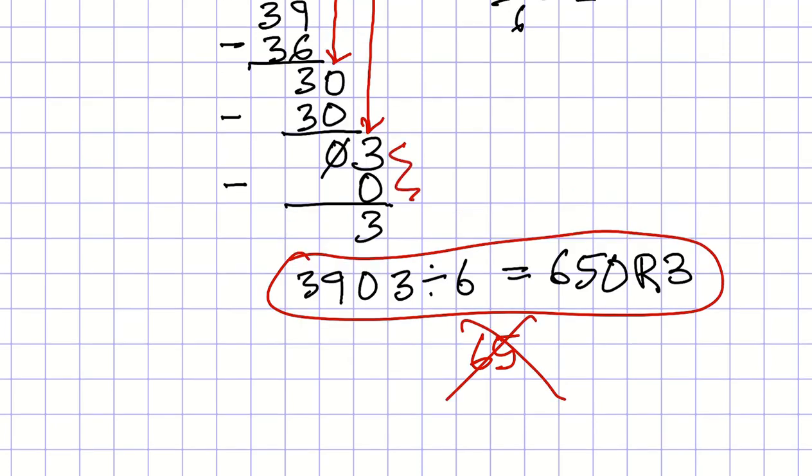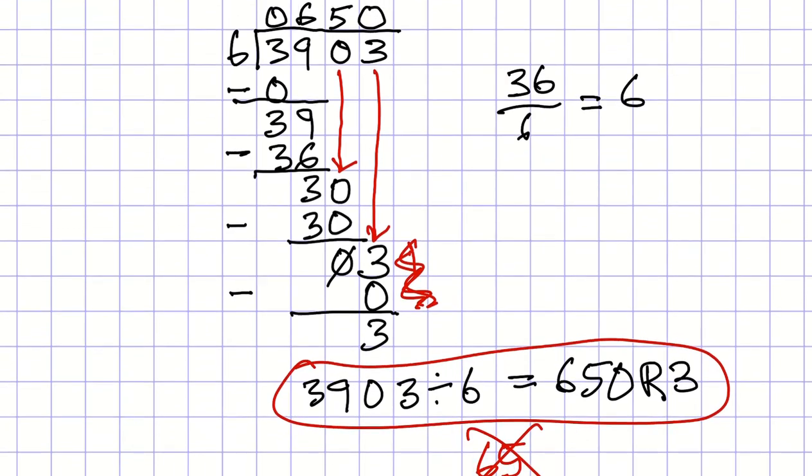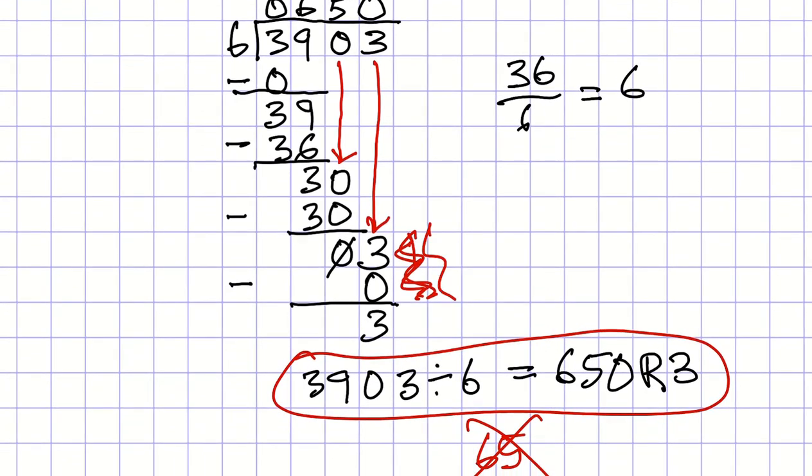If you make a mistake here, you can't make it here. That's why I said put 0 everywhere. If you can't divide, put 0 there. That way you don't make a mistake. Okay, so we'll go to the next problem.